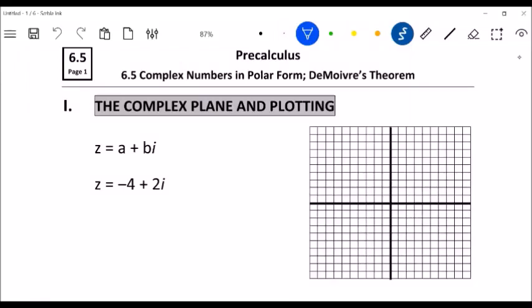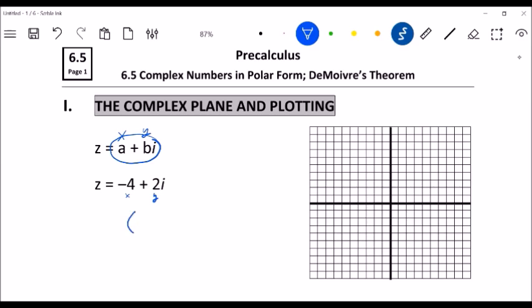Welcome. Let's start with graphing a complex number. Complex numbers are in that format, and the A counts as X and the B counts as Y. So here's our X and here's our Y. So the Y is the coefficient of the i.